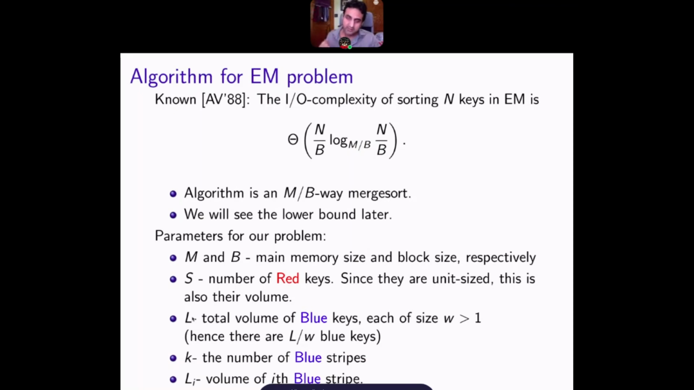And we want an interleaving sensitive bound. So as I mentioned, it depends on how these red keys and blue keys are interleaved. So we have these two other parameters, K, which is the number of stripes, so how many times the blue keys are cut off by the red keys. And L_i will be the volume of the ith blue stripe. So in these parameters, we want algorithms that are optimal for any instance. We're looking for instance optimal algorithms in these parameters.